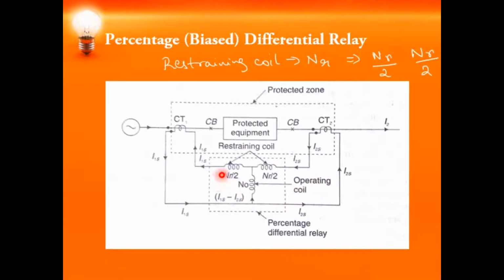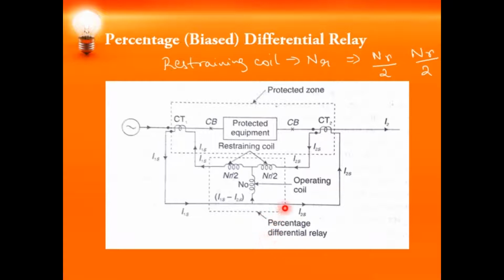As you can observe in this restraining coil which is connected to the CT1, the current flowing through it is I1S. Similarly, the current flowing through this restraining coil which is connected to the CT2 is I2S. Then the differential current or the spill current flowing through this operating coil is I1S minus I2S.